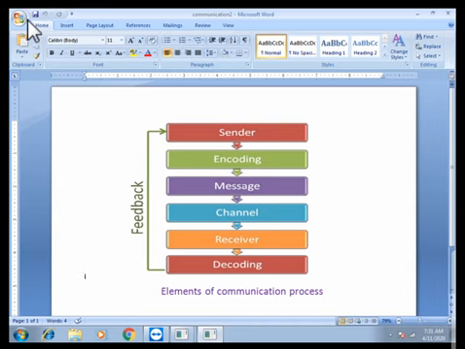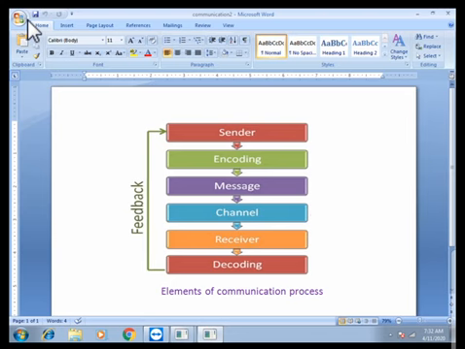Third one, message. The message contains the information that is to be conveyed and is sent as encoded ideas by the sender. Fourth one, communication channel. This is the medium, you can say, the bridge that connects the sender and the receiver. The most common mediums of communication are video conferencing, chats, emails, etc.